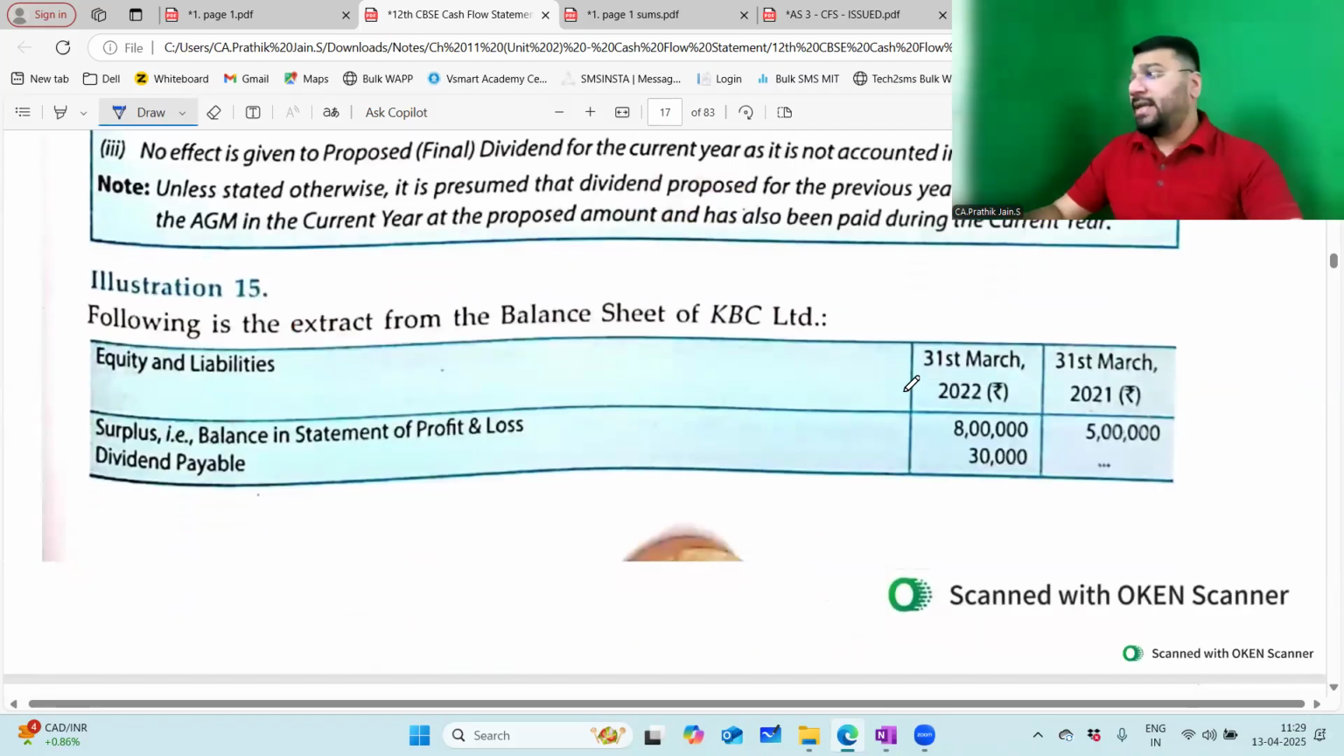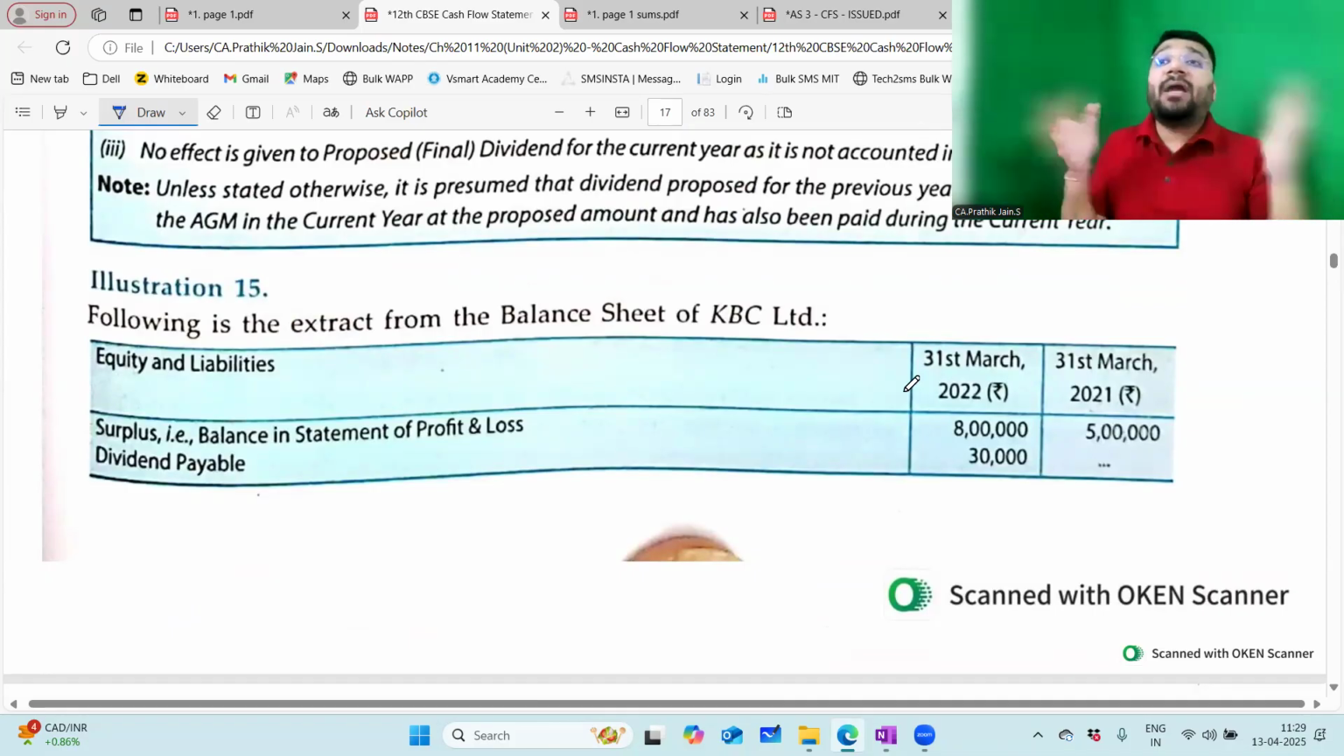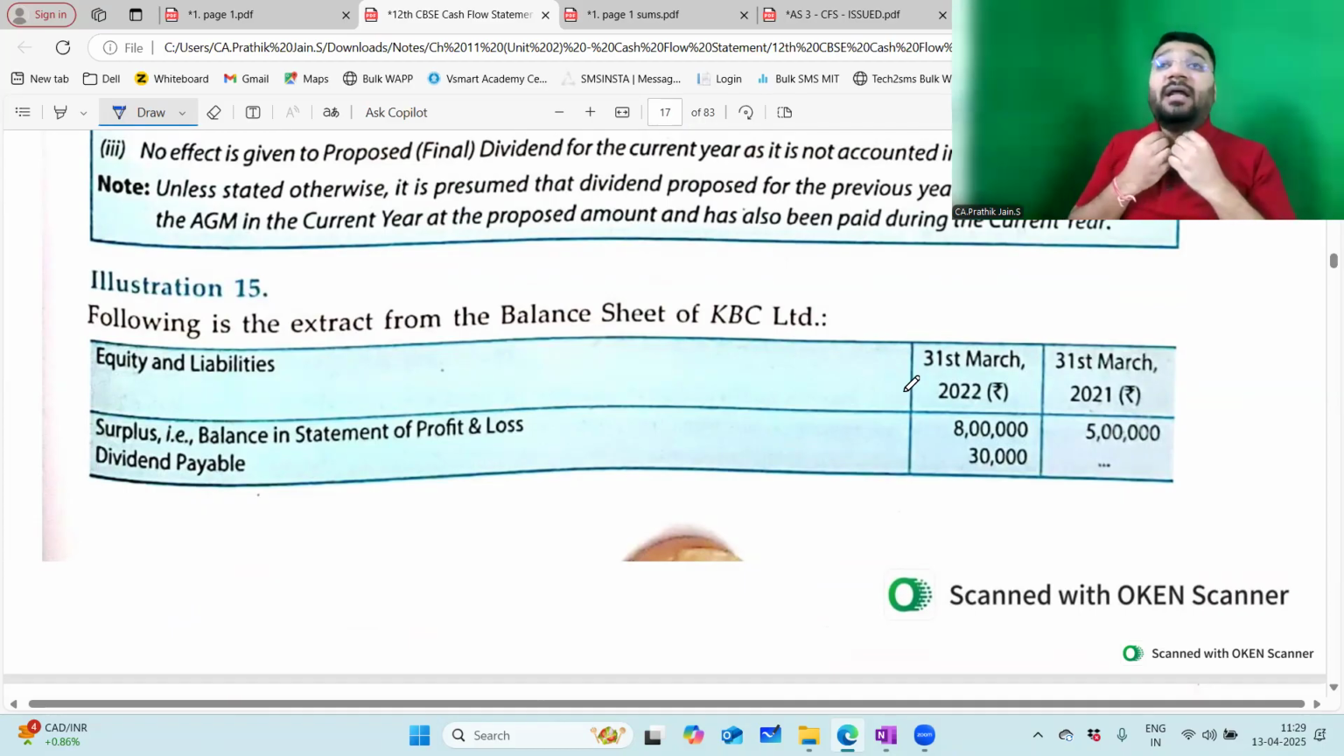Illustration 15. Guys, please understand, all these small questions will not come in exam. But all these small questions together become your big question. If I take a big question and do it, you'll get confused because in all the big questions, multiple complicated adjustments are there. Nothing will go into head. So all the big concepts I'm breaking down into small parts, so it becomes easy to process one after the other.